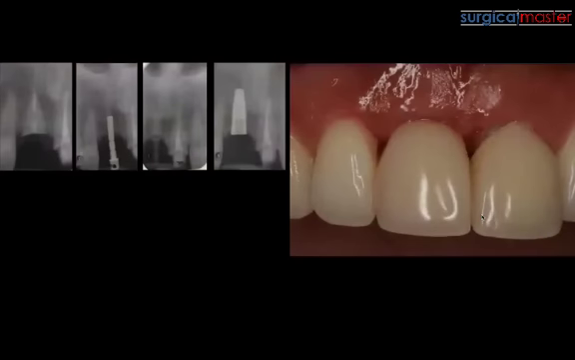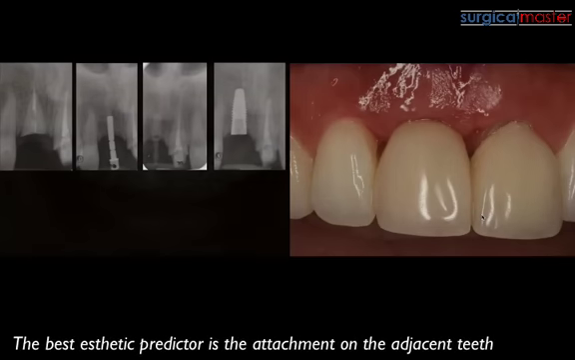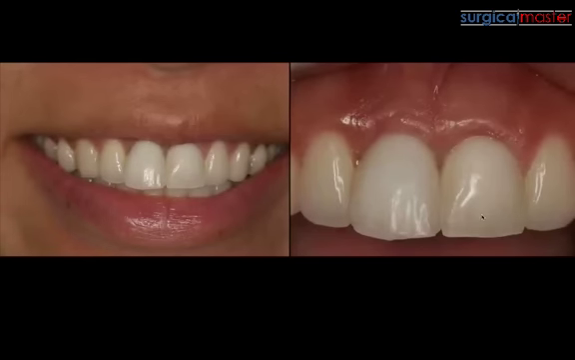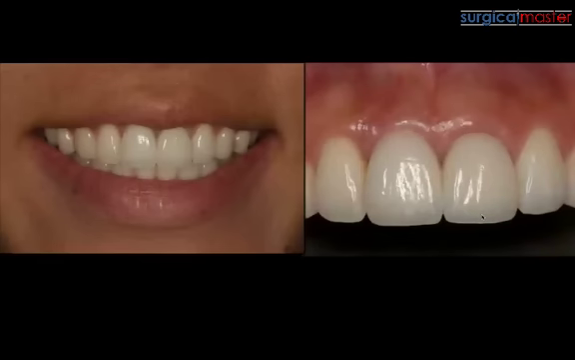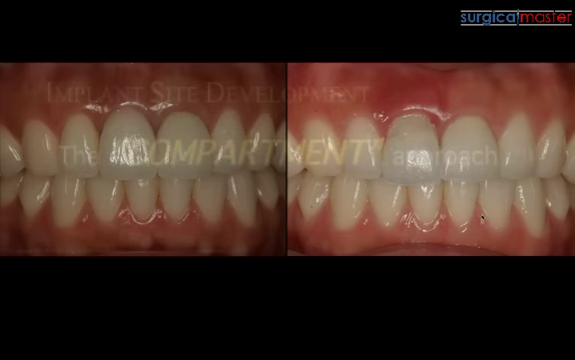So really, the best predictor for your implant aesthetics is not the implant. It's not what you did in terms of horizontal augmentation. It's the attachment on the adjacent teeth, like what we see here. Okay, so I was able to get quite an acceptable, nice result with interproximal tissue, very similar to what the patient started with. I was almost tempted to do a little bit of crown lengthening on the number 9, the right central incisor, to make sure that these match, but this patient was very, very happy.